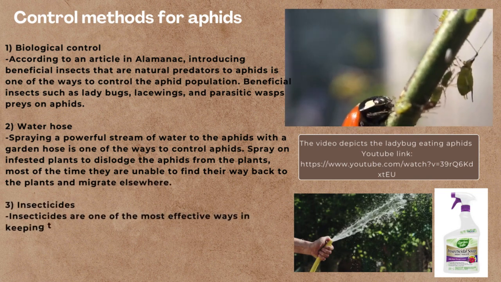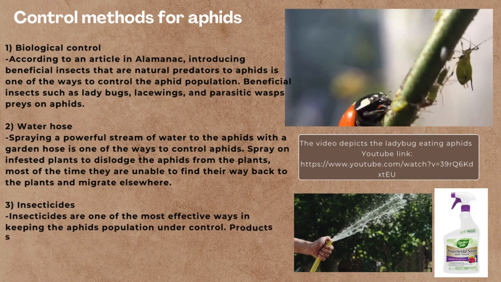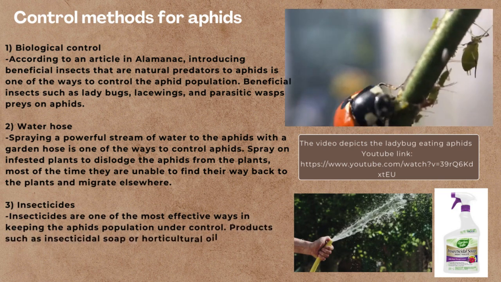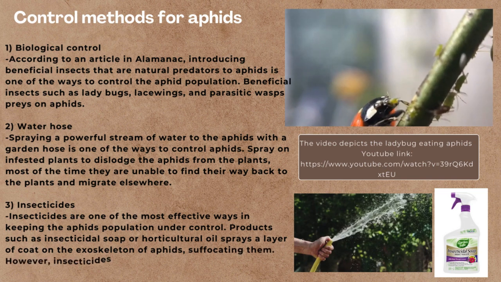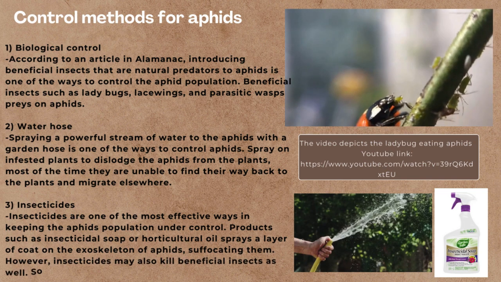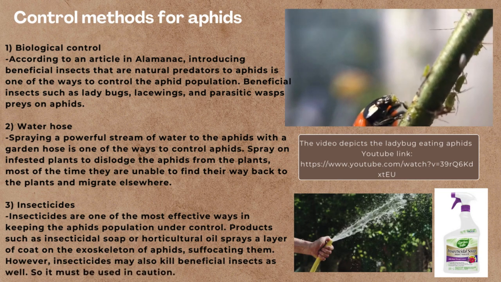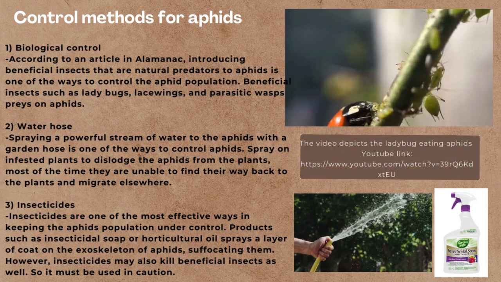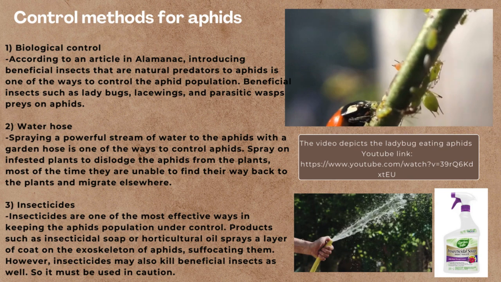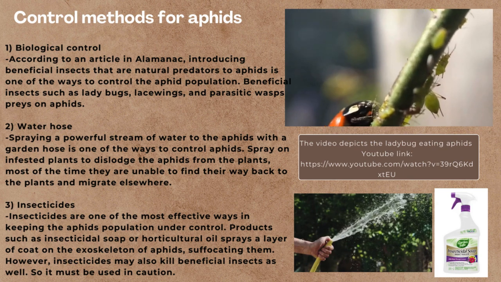Second, we can use a water hose to control the aphid population. Spraying a powerful stream of water on the aphids with a garden hose is one of the ways to control aphids. Spray on infested plants to dislodge the aphids from the plants. Most of the time, they are unable to find their way back to the plants and the aphids will migrate elsewhere. Last but not least, we can use insecticides.